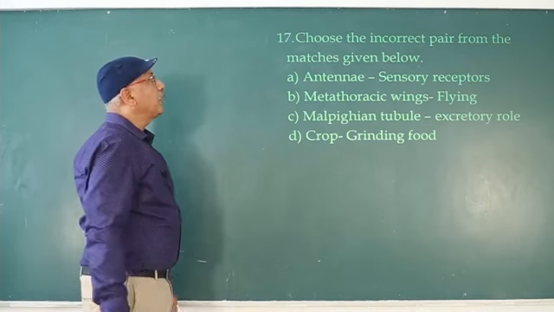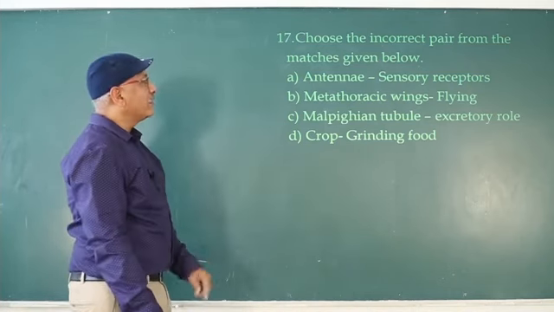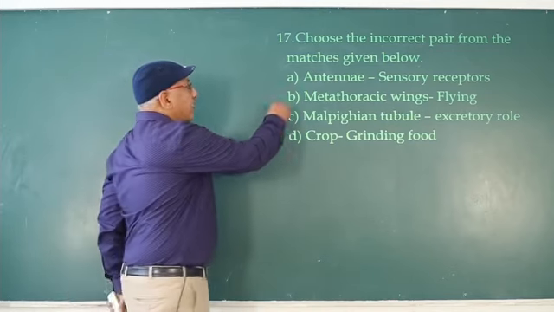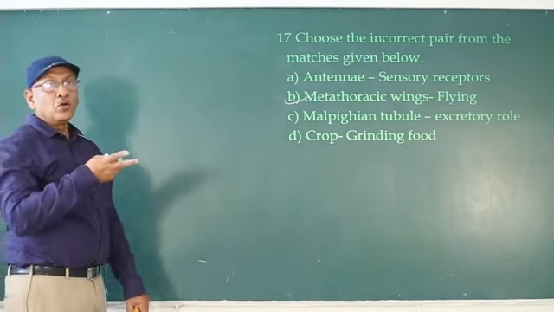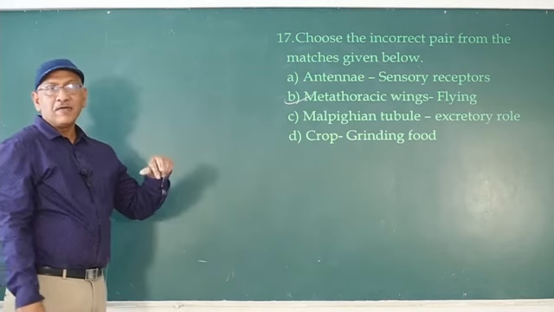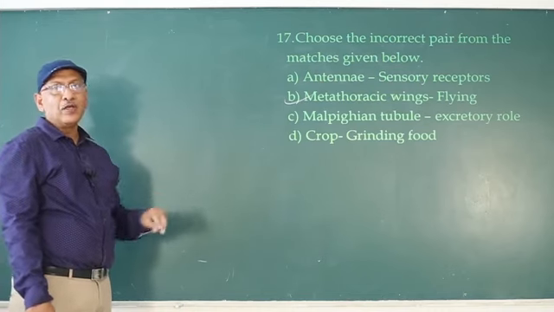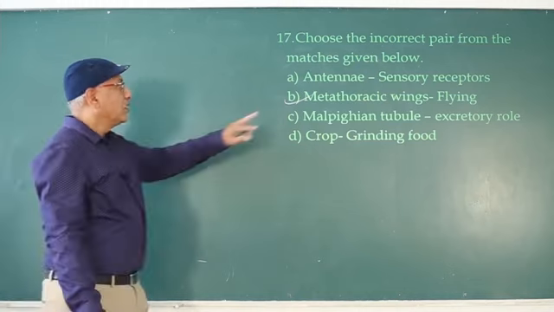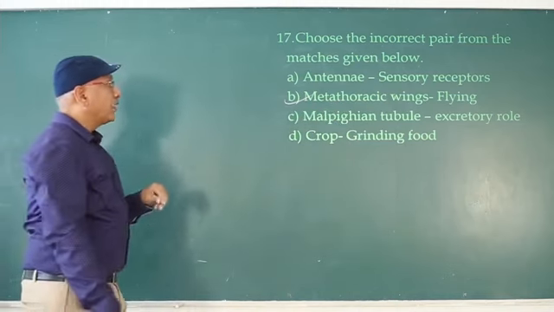Choose the incorrect pair from the matches given below. Antennae, sensory receptor; metathoracic wings responsible for flight. You all know all insects have 2 pairs of wings. In cockroach, the first pair of wings protect the second pair of wings. That's why they are known as tegmina, wing cover. Only the second pair of wings is responsible for flight. That's why the metathoracic wings' function is flight.